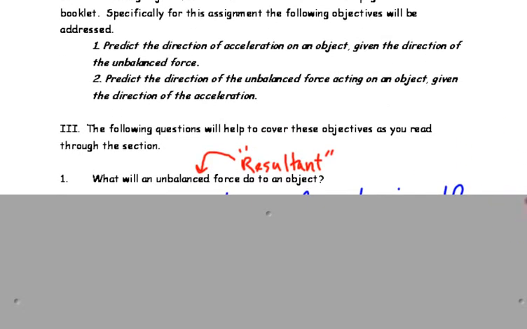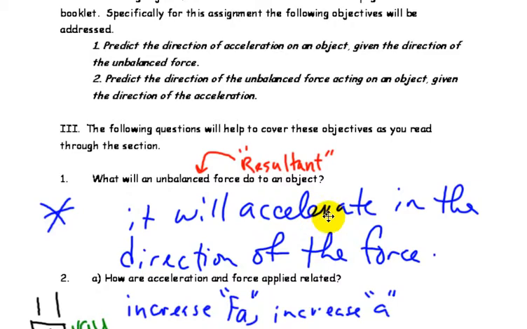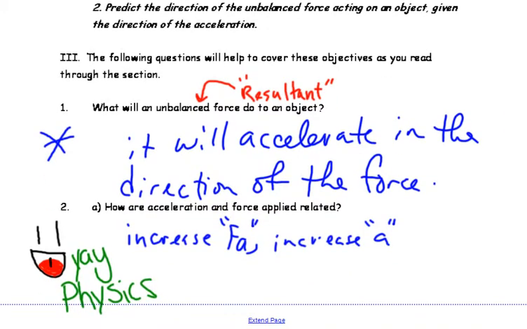Okay? So first of all, what will an unbalanced force do to an object? If we do have a resultant force, that means there will be a particular force working in a particular direction, and that means the object will accelerate. If there's a constant force on something, there is an acceleration in the direction of the force. So how are acceleration and force related? If you increase the force, obviously you increase the acceleration, and vice versa.